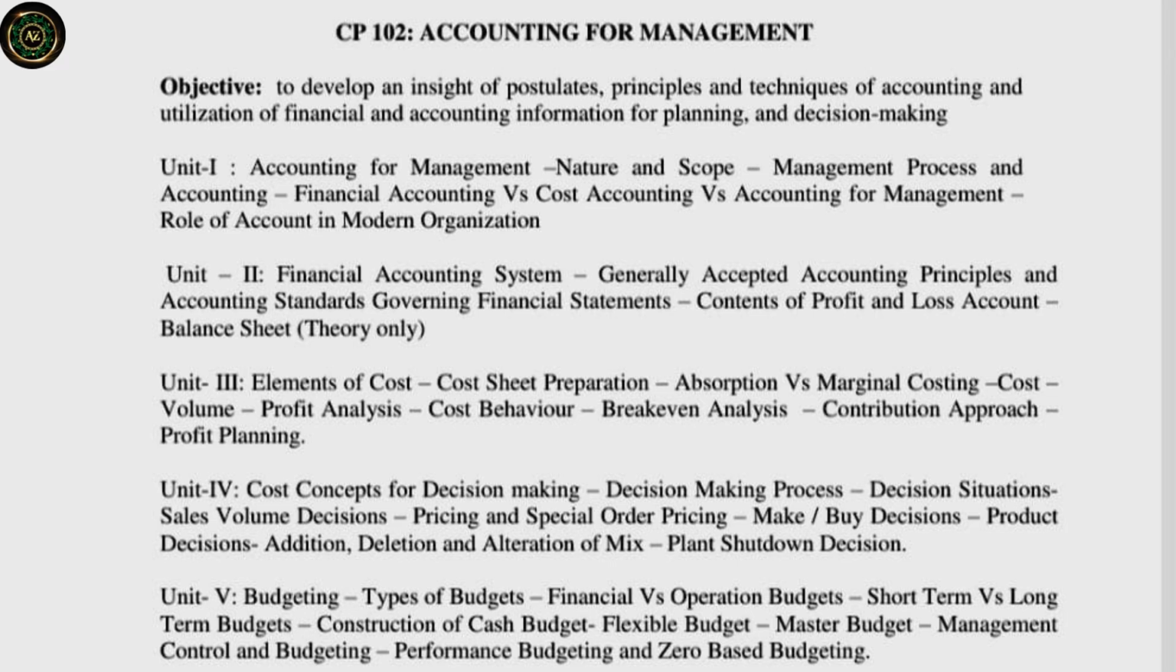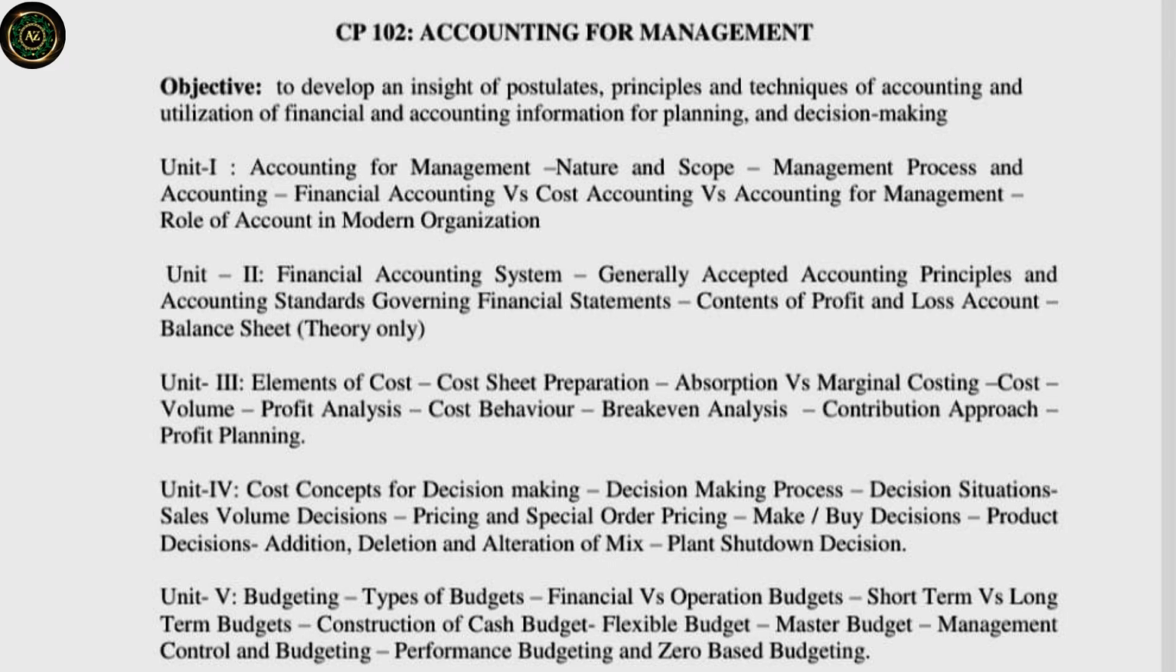Unit 2: Financial Accounting System, Generally Accepted Accounting Principles and Accounting Standards Governing Financial Statements, Contents of Profit and Loss Account, Balance Sheet, Theory Only. Unit 3: Elements of Cost, Cost Sheet Preparation, Absorption versus Marginal Costing, Cost Volume Profit Analysis, Cost Behavior, Break-Even Analysis, Contribution Approach, Profit Planning. Unit 4: Cost Concepts for Decision-Making, Decision-Making Process, Decision Situations, Sales Volume Decisions, Pricing and Special Order Pricing, Make-Buy Decisions, Product Decisions, Addition, Deletion and Alteration of Mix, Plant Shutdown Decision.